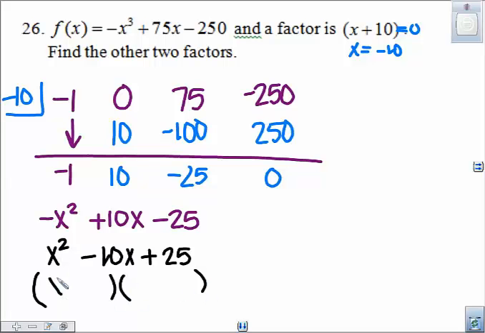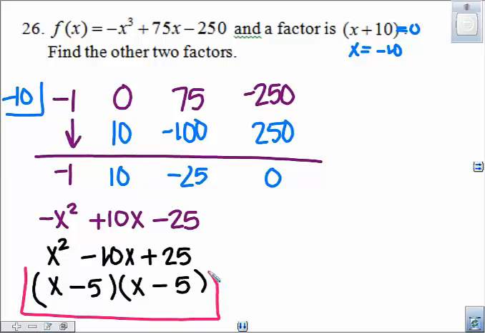So x squared splits to x and x. For 25, the multiples of 25 that add to 10 are 5 and 5. Okay, and I want it to multiply to a positive but add to a negative, so they both need to be negative. So those are your additional factors, and they tell you they should be 2. So even though they're repeated, don't just write it once. Both of these are factors. It's a factor twice.